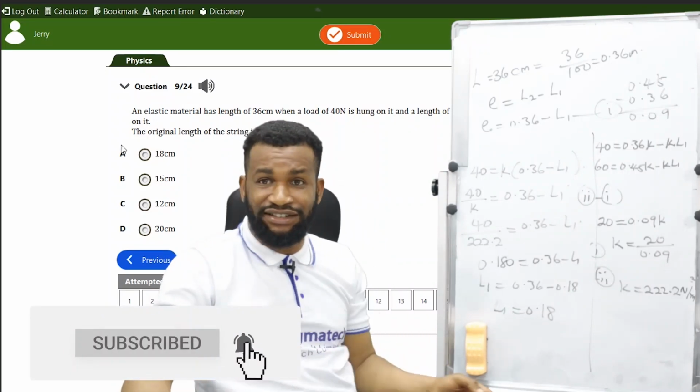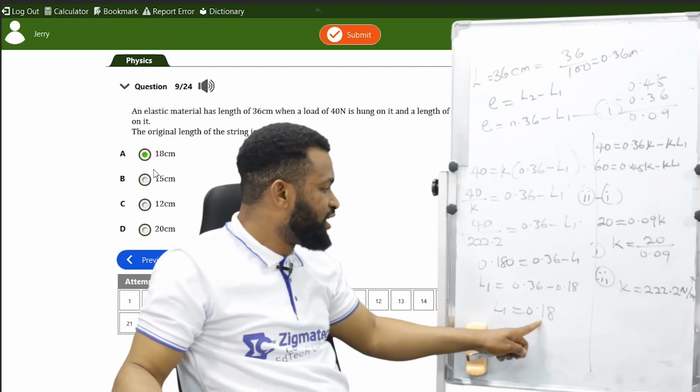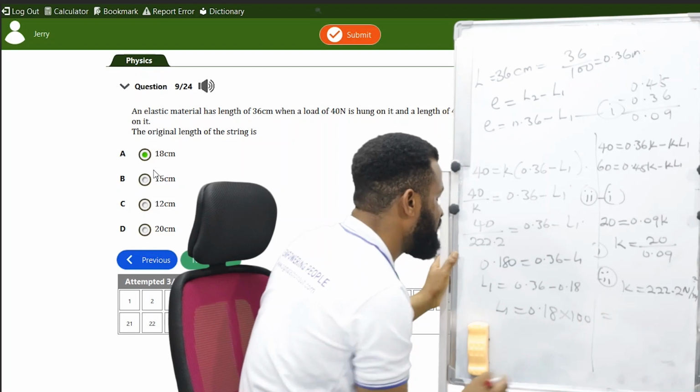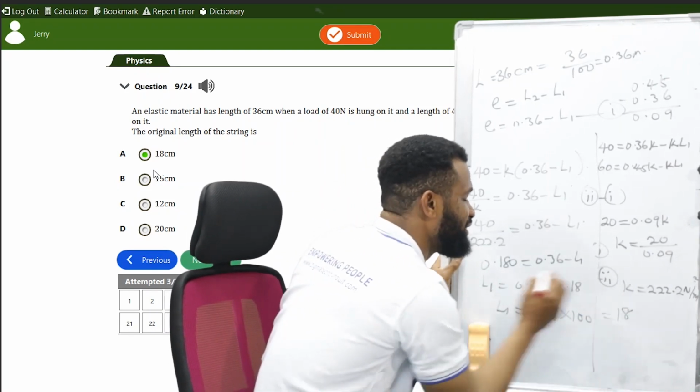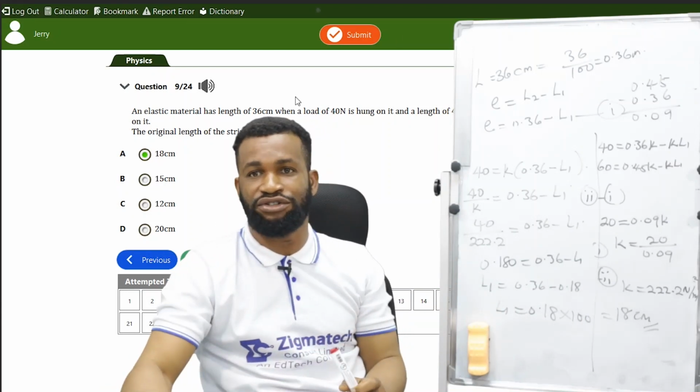So L1 is going to be 0.18. So 18 centimeter is there in the options because this is in meter. So if I convert this to centimeter, how do I do that? I multiply it by 100. If I multiply this by 100, I'm going to have 18 centimeter. And that is going to be the original length, which is the option there.